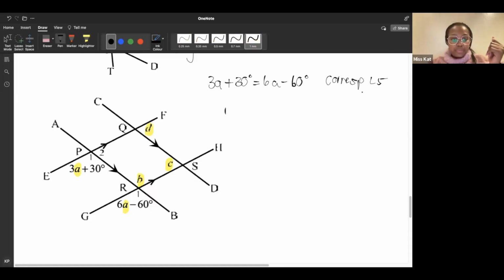Which lines are parallel? AB and CD. Remember, CD is all the way here; we're using these two. Can you see? So AB, EF, I think. EF is parallel to GH. There we go, Emmanuel. Now let's solve for A.